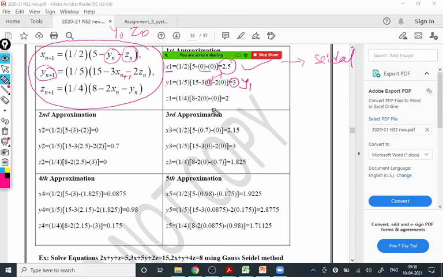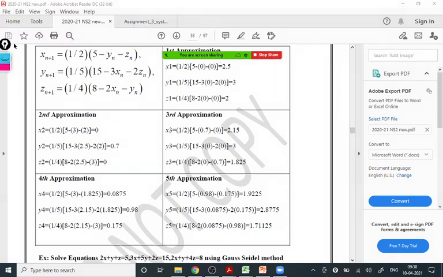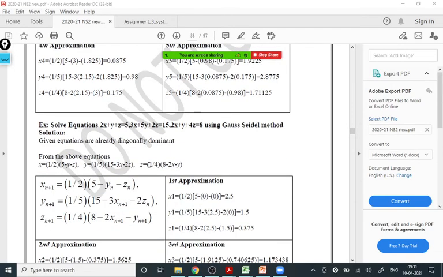Now when you calculate z1, x1 and y1 are available instead of x0 and y0. So here is a change in the formula, xn plus 1 and yn plus 1. That is the formula for the Seidel method. So the Seidel method only uses the latest available values. Let me show you the same question in Seidel form. So I'll come to here.